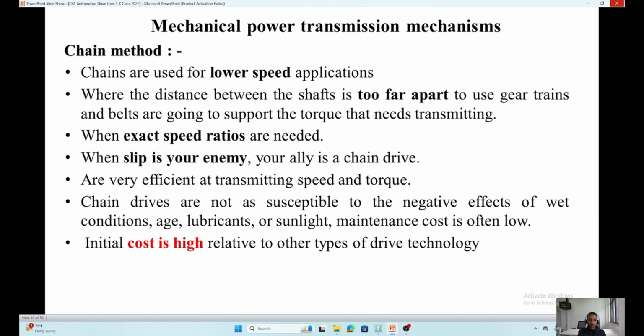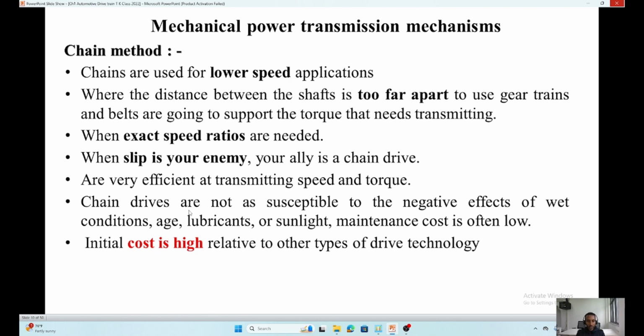And again, when exact speed ratios are needed, which means when we want to transfer the input rotation to the output exactly, and when slip is our enemy, which means if there is some slippage, and if the slippage causes some misalignment in operation, or if it disrupts the operation of the system, chain is preferable. Chains are very efficient at transmitting speed and torque.